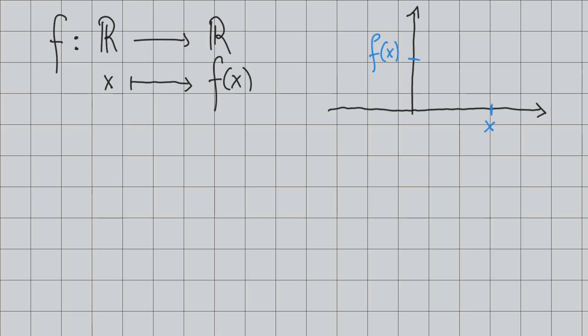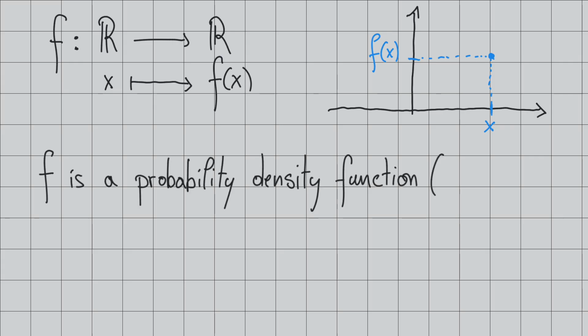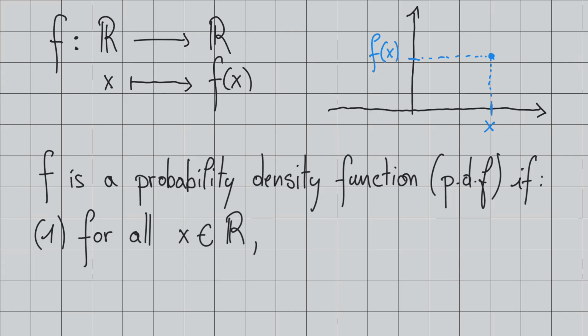First, let us describe the type of functions that we consider here. Starting with the function f that takes any real number x as an input and that outputs a real number f of x. We say that f is a probability density function, or PDF for short, if it satisfies the two following conditions. Condition 1, every output f of x of the function is non-negative, which corresponds to the graph of the function lying above the x-axis.